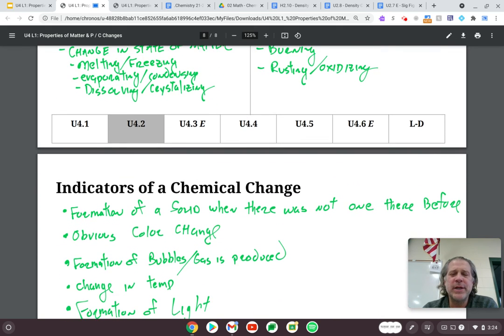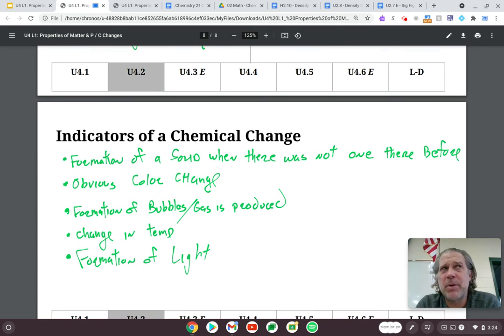And then how do we know that a chemical change has occurred? There's a bunch of things we can look for. One of the things we can look for is the formation of a solid when there was not one before. So there's an opportunity later on in the year where we are going to mix things together that weren't solid at all, and all of a sudden a solid is there. That's a really good indication that a chemical change has occurred.